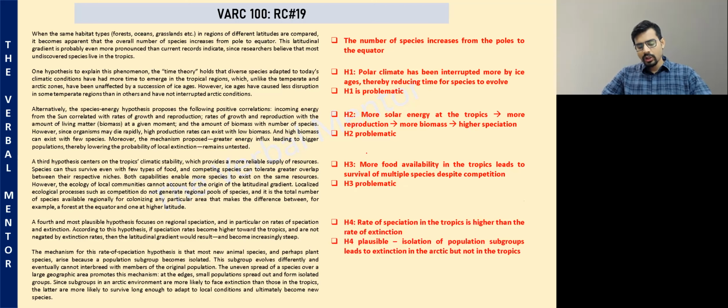Finally, in the last two paragraphs, the author introduces hypothesis 4, which states that the rate of speciation is higher than the rate of extinction in the tropical regions. Which means if one species gets extinct in the tropical regions, 4 new species evolve in the same time. But that is not the case in the polar regions. Therefore, we get to see higher species in the tropics. The author finds this hypothesis 4 plausible, reasonable.